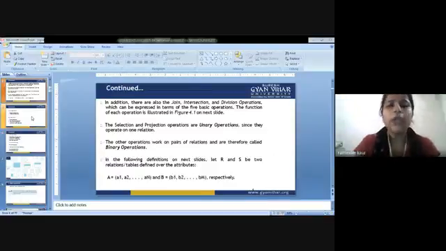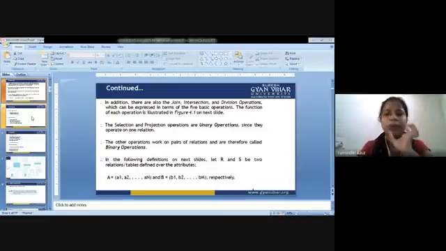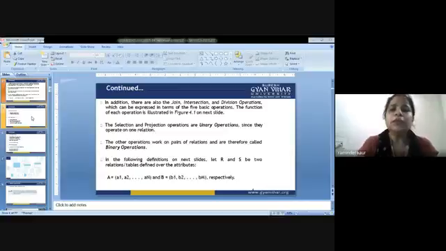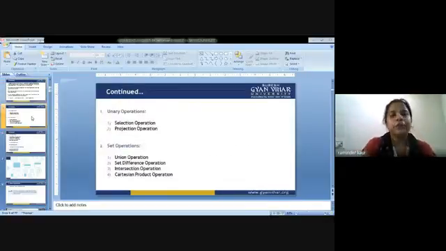Now, in the following definition on the next slide, let R and S be two relations. One table is given the name R, and the other table is given the name S. So we are supposed to define various attributes for them. Let's say R has elements A1, A2 up to An, and S is another table which has elements B1, B2, B3 up to Bm respectively. So first is the unary operation.